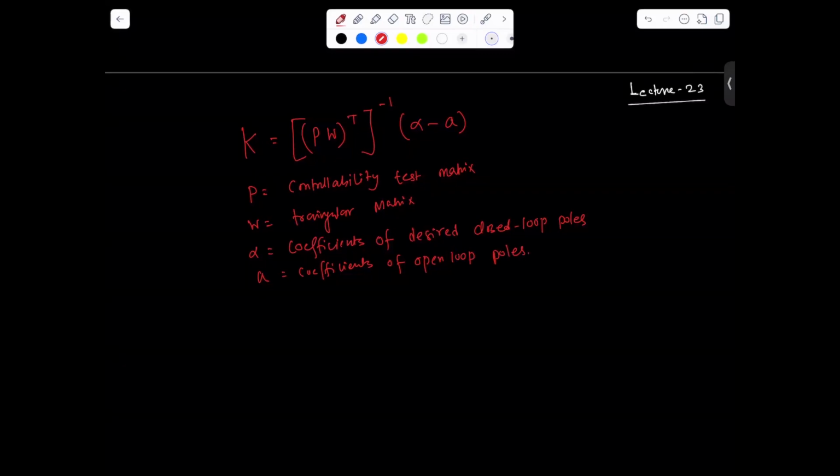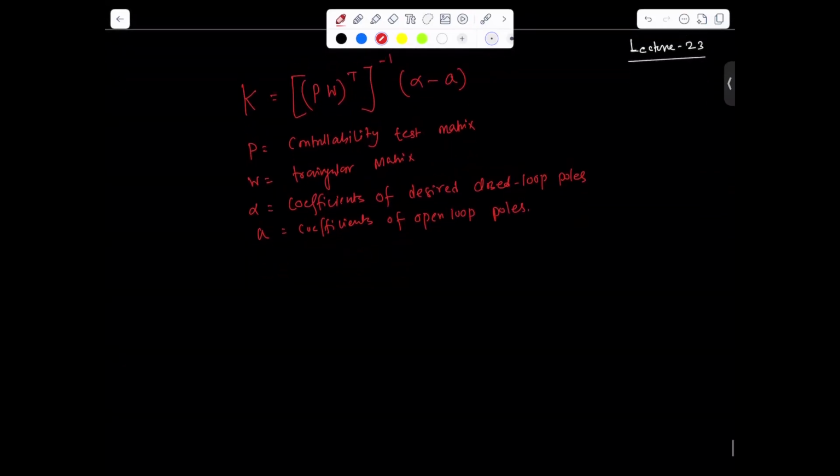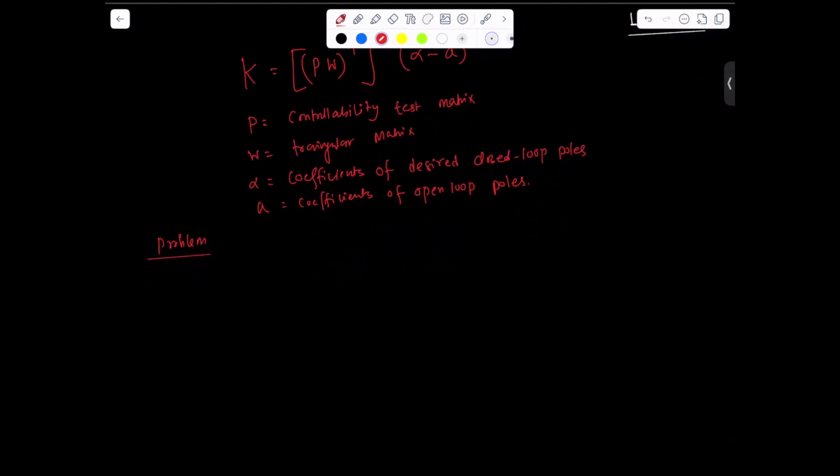And the example we are going to solve is how we can design the stability augmentation system for the longitudinal model of an aircraft. Problem: consider the longitudinal model of an aircraft.